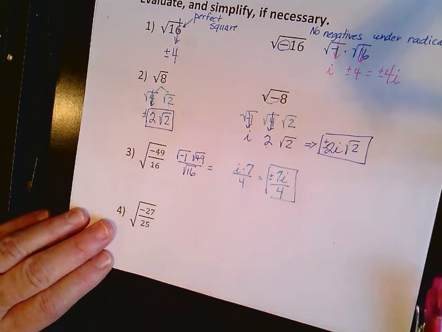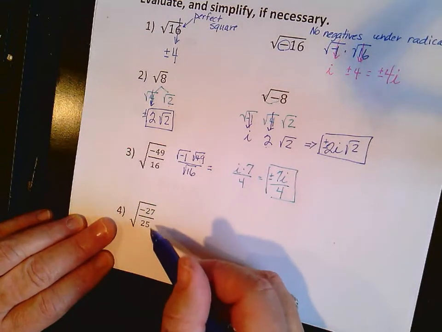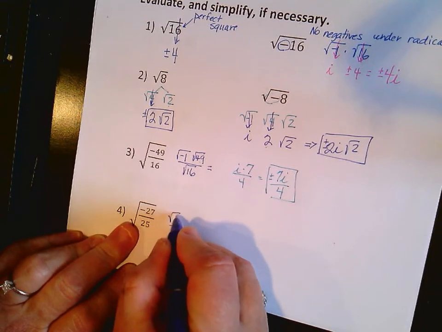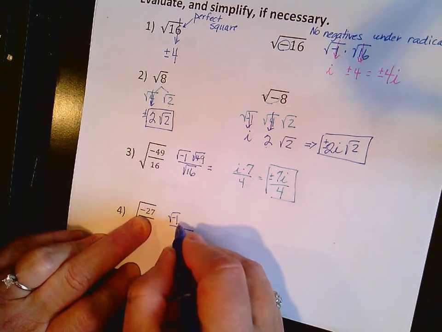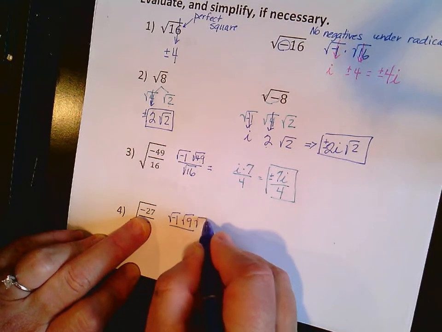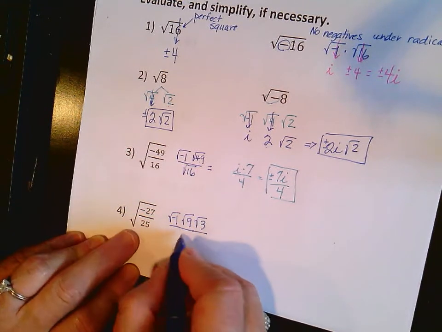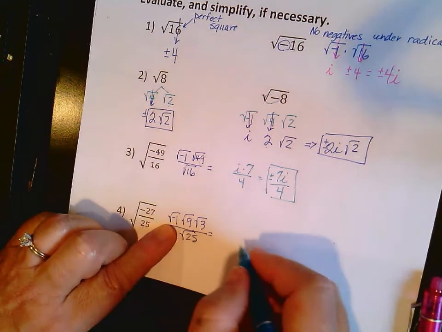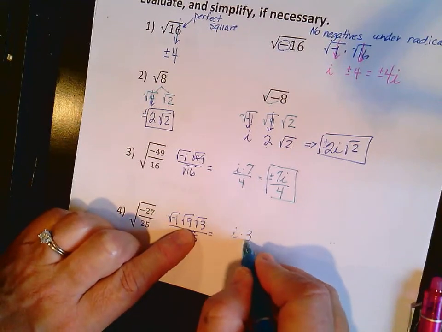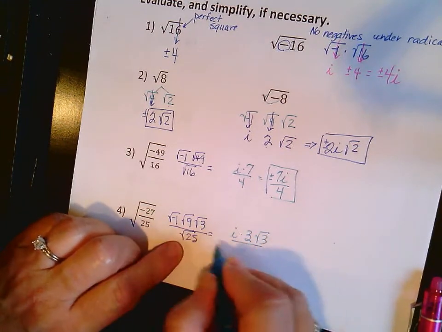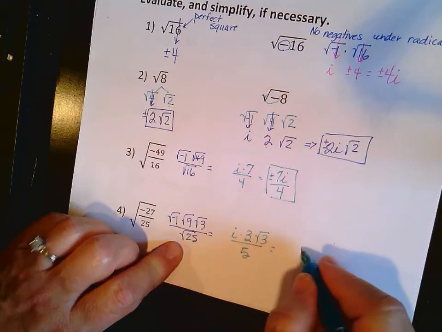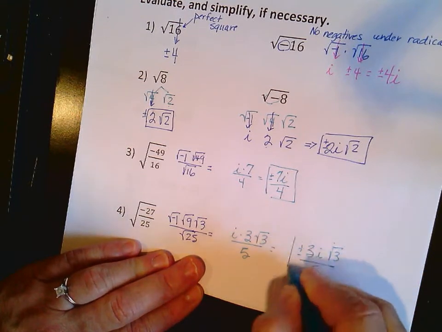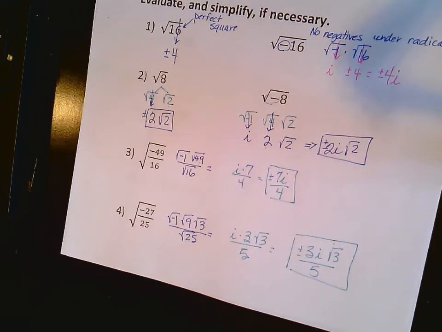Okay, next one. See if you can simplify 27 and 25. And there's not anything that goes into both 27 and 25. 27 is not a perfect square. I'm going to factor out the negative 1. And then 9 is a perfect square that goes into 27. So I'm going to break that apart to the square root of 9 times the square root of 3. And 25 is a perfect square, so I'm not going to separate that out. The negative 1 is an i. Square root of 9 is 3. And I have the square root of 3. And the square root of 25 is 5. And then I'm going to rewrite this as plus or minus 3i times the square root of 3 over 5. And that's how you would solve that one.